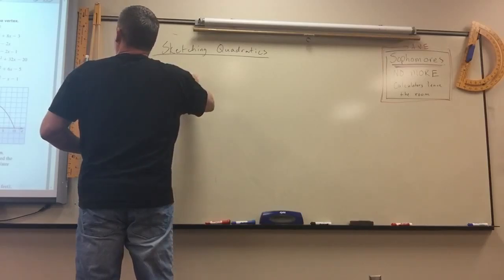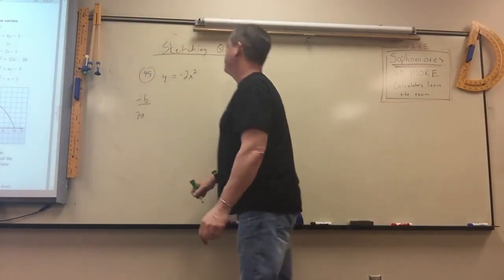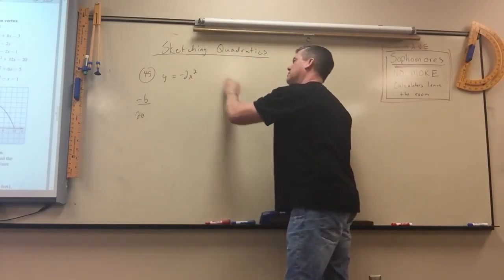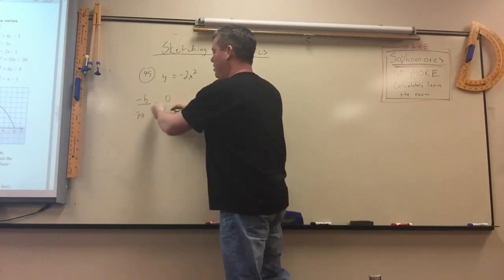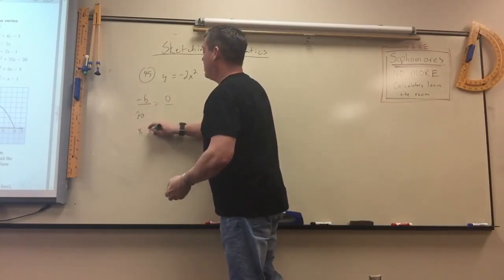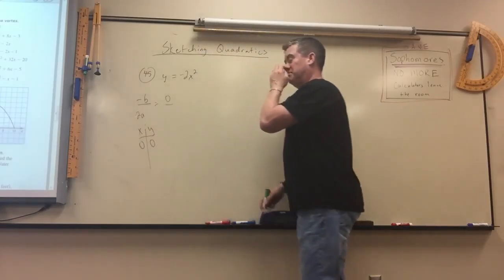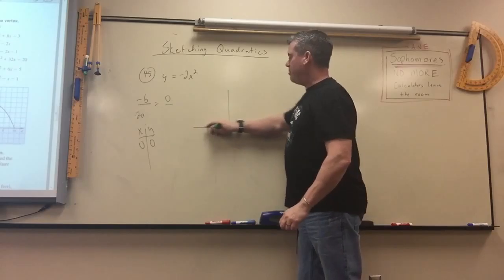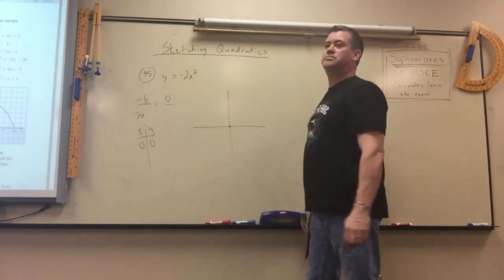So for 45, you gotta find negative b over 2a. There is no b, there's no x, so it's 0. Doesn't matter what the bottom's gonna be, 0 divided by anything is 0. So that tells me the vertex is 0, 0. So on your graph, you put a point at 0, 0.